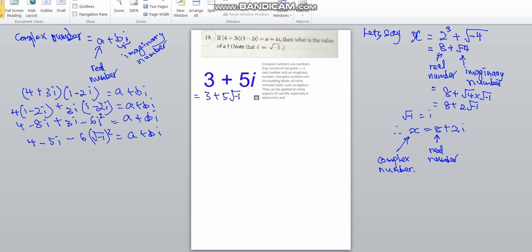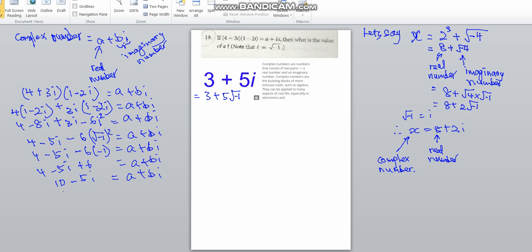Therefore, if I square the square root of minus 1, you square minus 1 and you get minus 1. So it's 4 minus 5i minus 6 times i squared equal to a plus bi. Now this becomes minus 6 times minus 1, which gives you plus 6, so 4 plus 6 minus 5i equal to a plus bi. Now the 4 and 6 combined become 10 minus 5i equal to a plus bi.